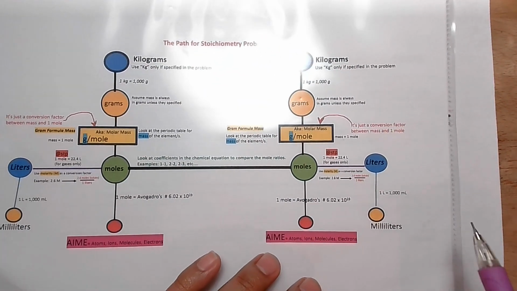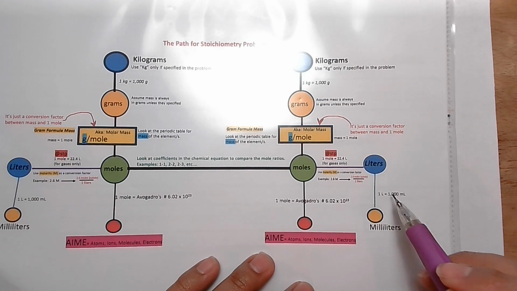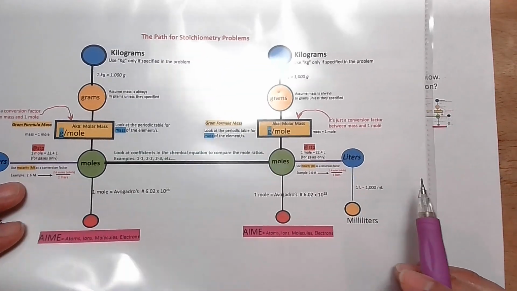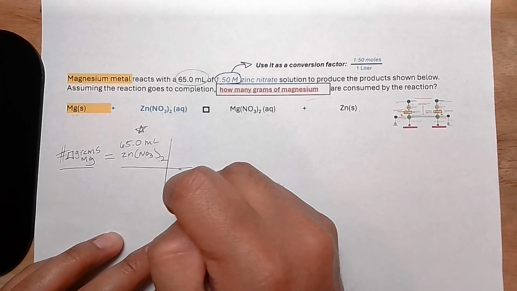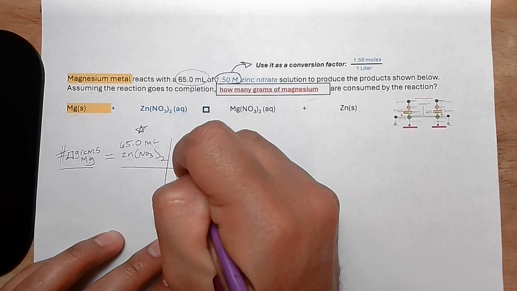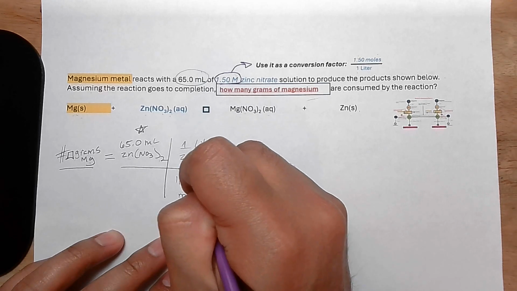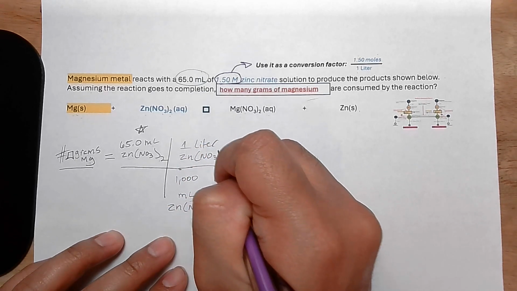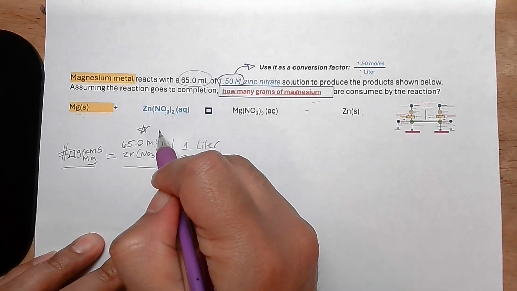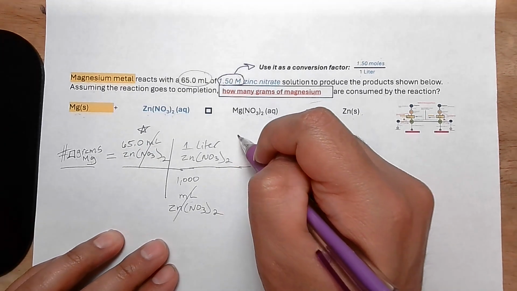So we started with milliliters. Now it says for us to cross this bridge that for every 1 liter we have 1,000 milliliters. So we're going to use this as a conversion factor. So we have 1,000 milliliters for every 1 liter of zinc nitrate. Now I can cross this off here, because we're done with milliliters. So I'm going to continue.